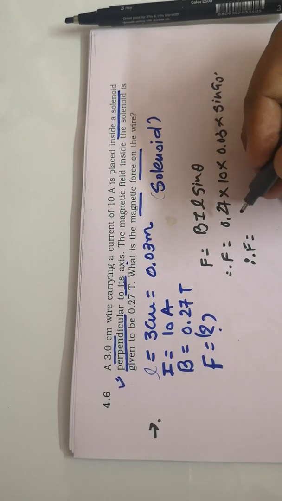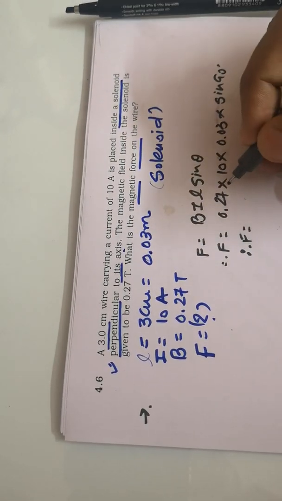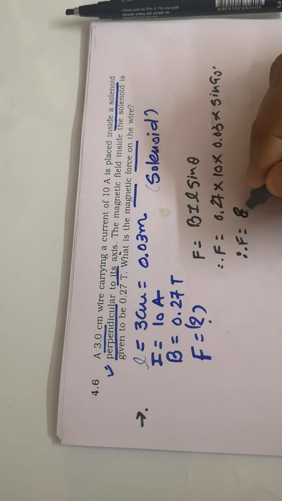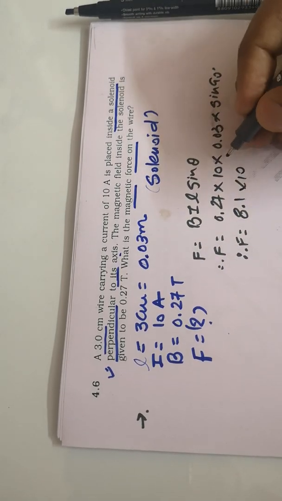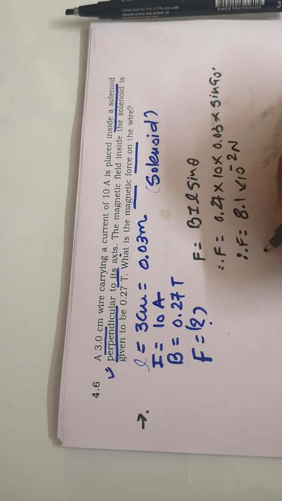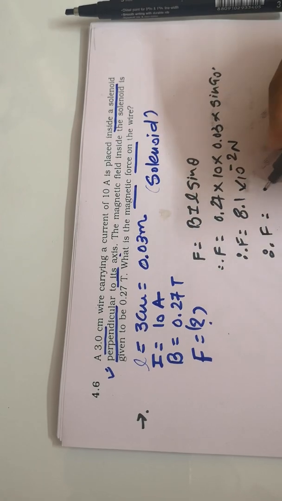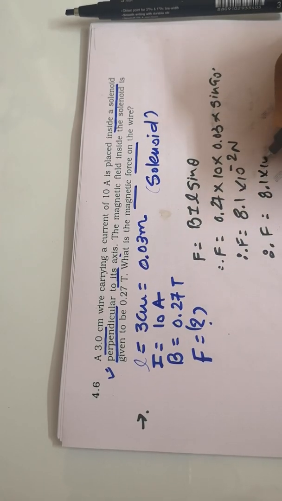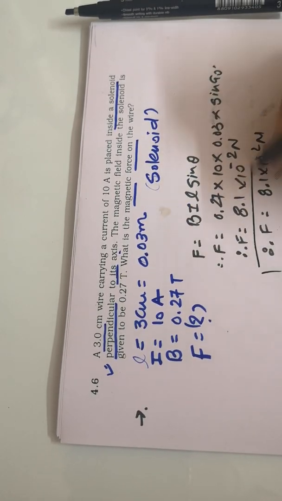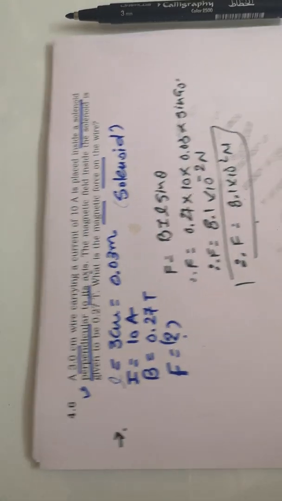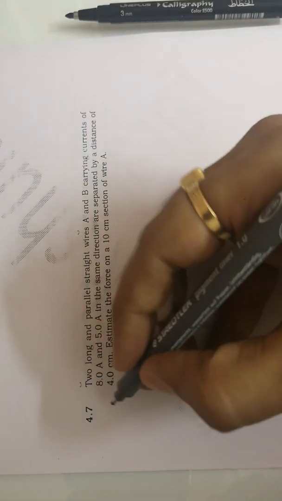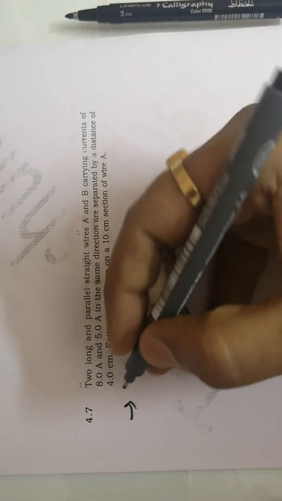Net current will be 0, or the entire force will be 0. So F is equal to 8.1 cross 10 to the power minus 2 newtons. So my force is equal to 8.1 cross 10 to the power 2 newtons. Now you can see example number 4.7 for you.